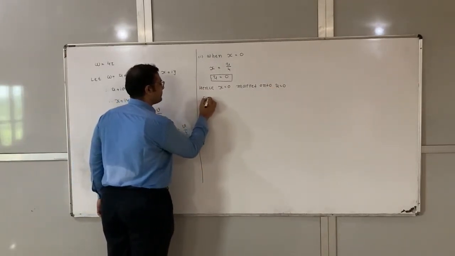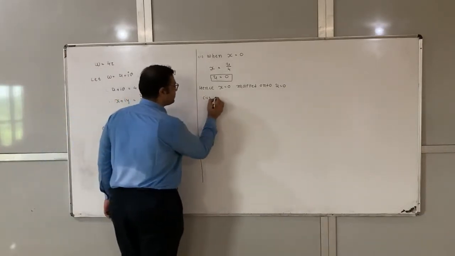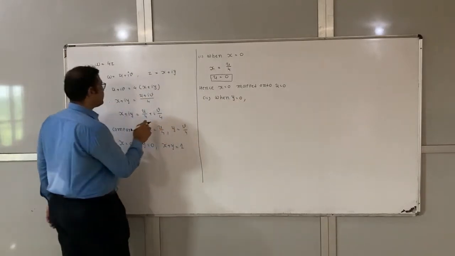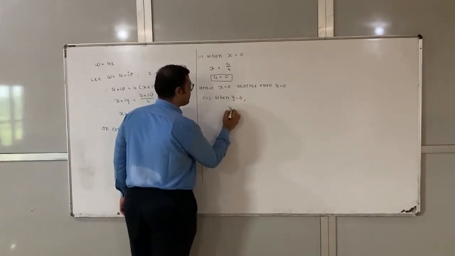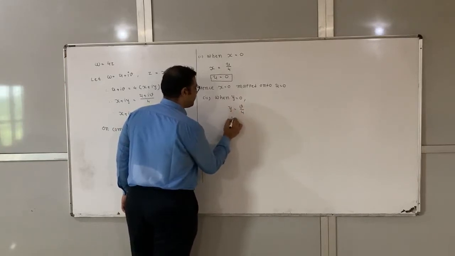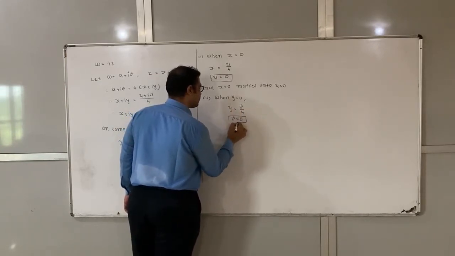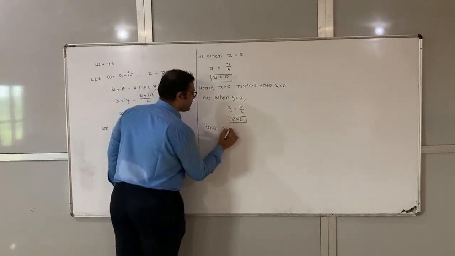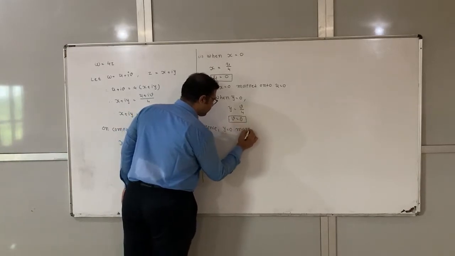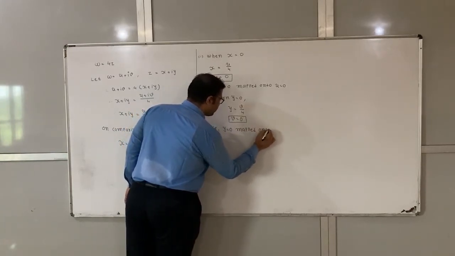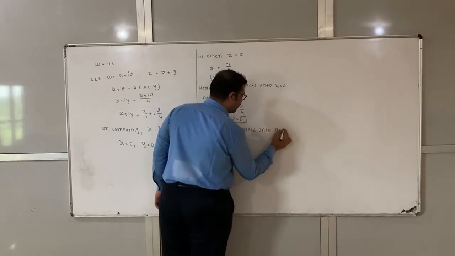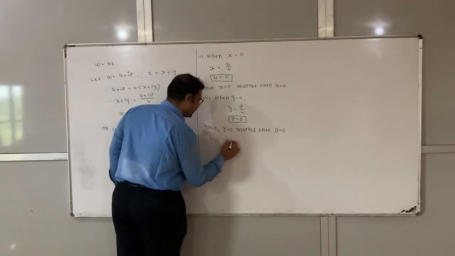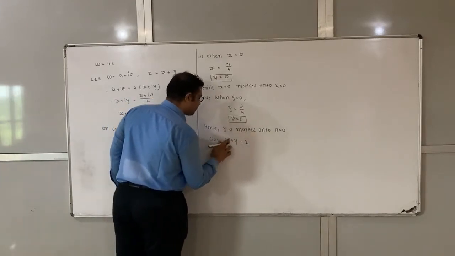Second line, when y is equal to 0, now y is equal to v upon 4. So you will get v is equal to 0. Hence y is equal to 0 maps onto v is equal to 0.